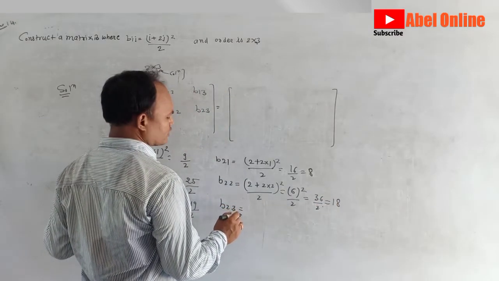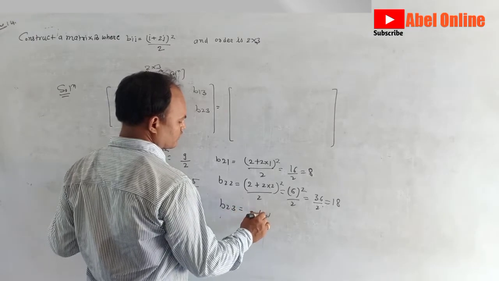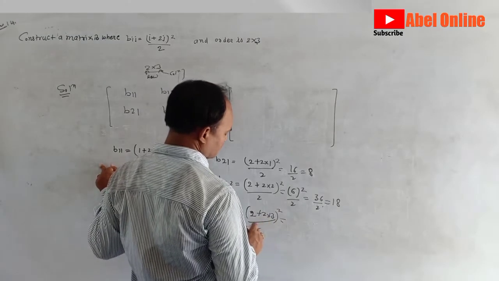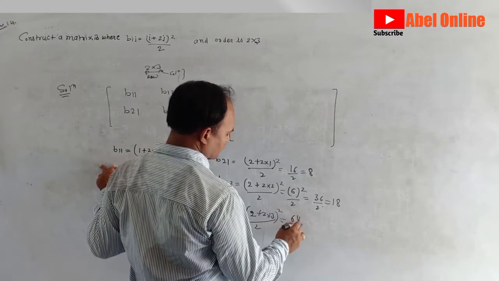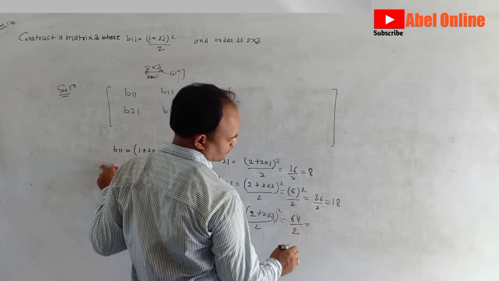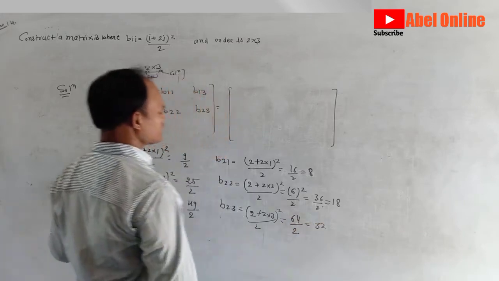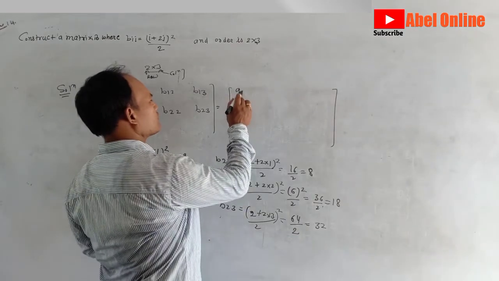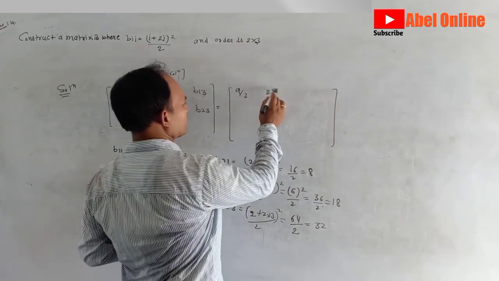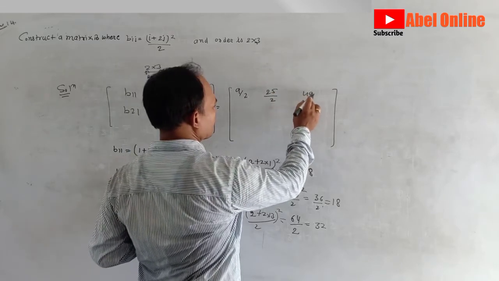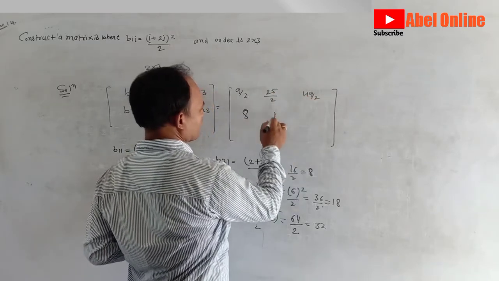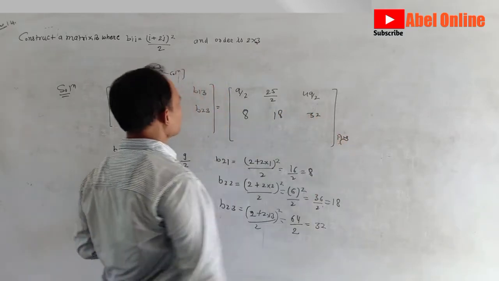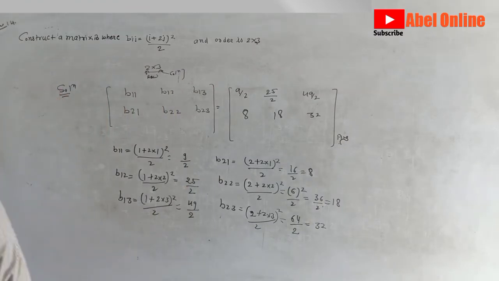B23, when we are saying about B23, it is 2 plus 2 into 3 to the power 2 upon 2. So it is 64 by 2, so it is 32. So students, these are the values. So it is 9 by 2, 25 by 2, 49 by 2, next one is 8, 18, and 32. And students, this is your answer. So this is question number 14.